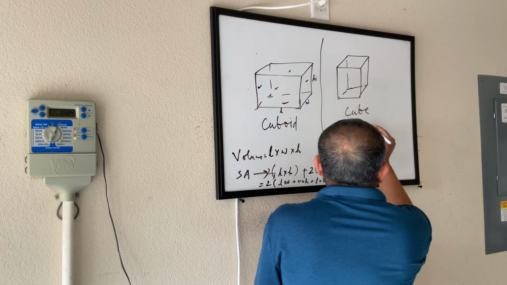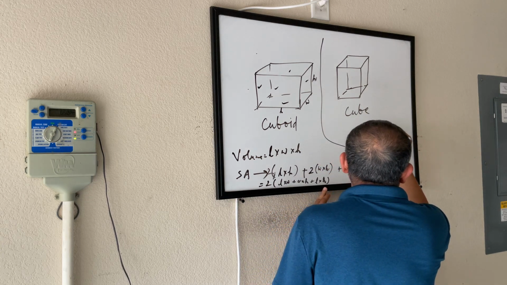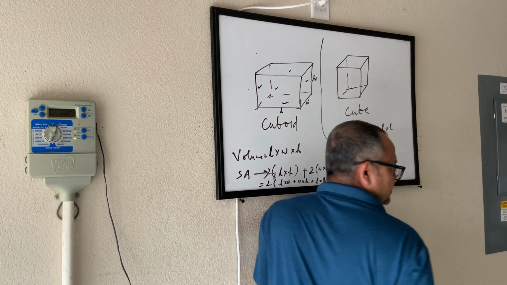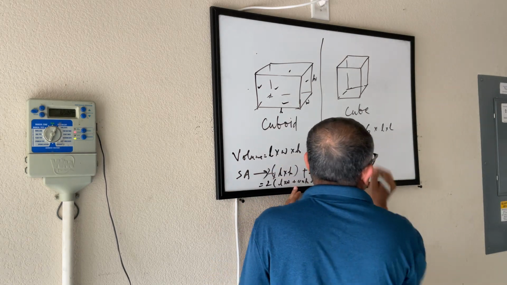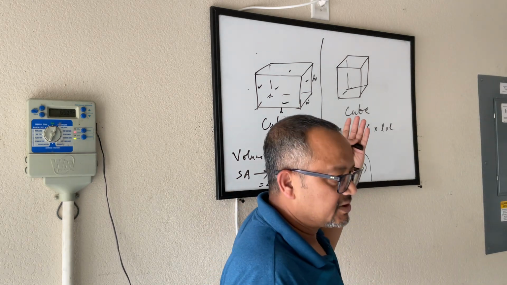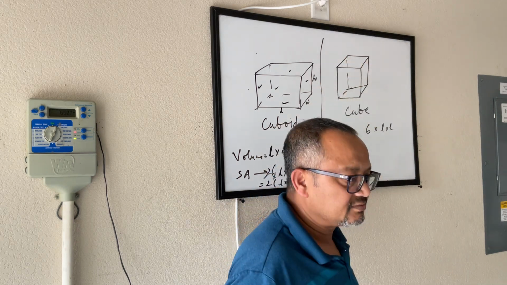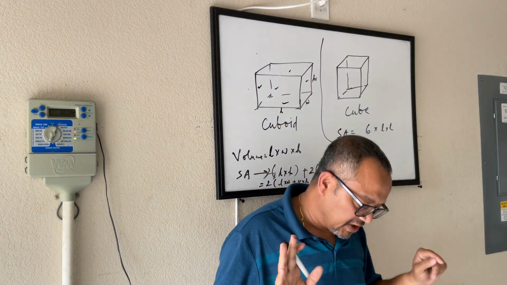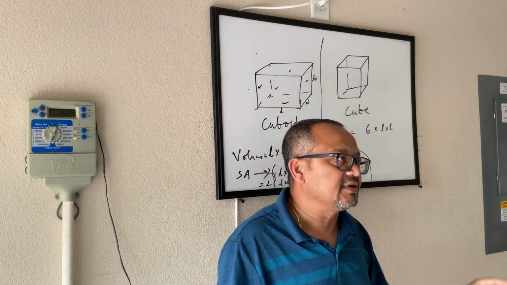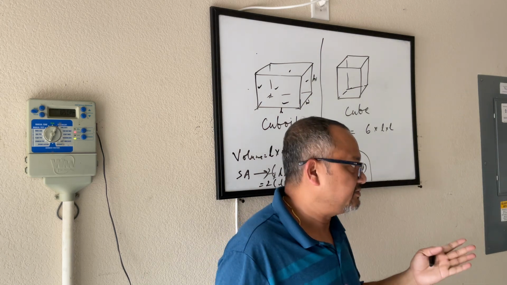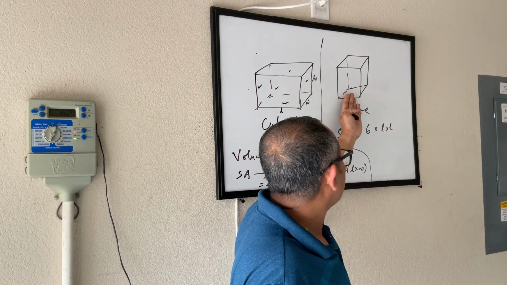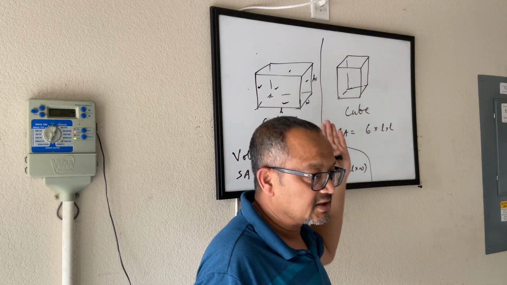So 6 times, yeah. So this becomes your surface area: 6 times side square, because all the sides are the same. So the only difference you have to keep in mind is cuboid has length, width and height that are different. Cube has length, width and height all the same. Cube originates from a square, this originates from a rectangle.